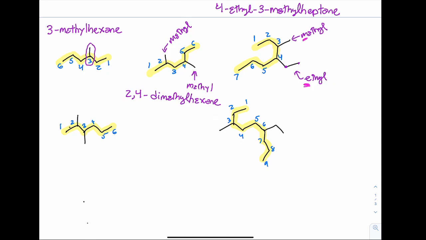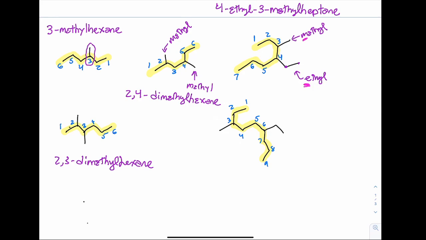This one down here, I have 2 methyl groups again. So on carbon 2, I have a 1 carbon group. On carbon 3, I have a 1 carbon group. So 2,3-dimethyl. 6 again, 6 seems to be the number of the day. Hexane.